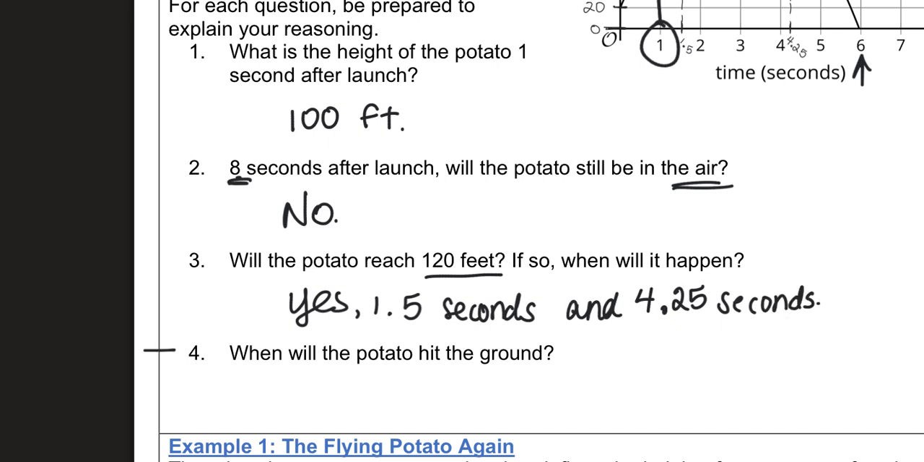And then last question, when will the potato hit the ground? Whenever we see something like that, we're looking at when is my height 0. So height is 0 right here on that x-axis, and we can see that it hits the ground there at 6 seconds.